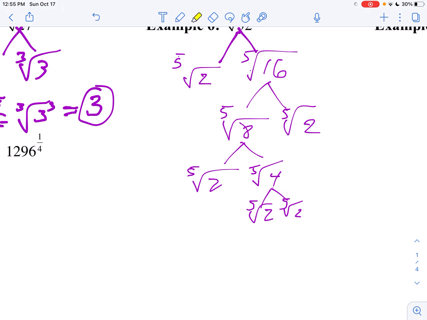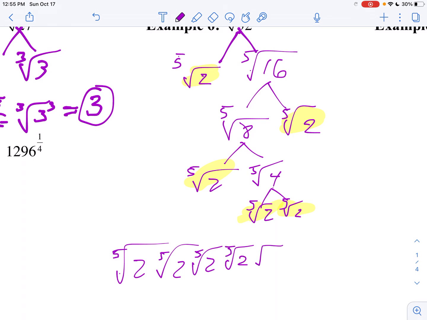Now, if I count here, I've got 1, 2, 3, 4, 5. So in other words, I've got the 5th root of 2, 5 times. So I can write that as the 5th root of 2 to the 5th. They undo each other. Your answer is 2. So the 5th root of 32 is 2.